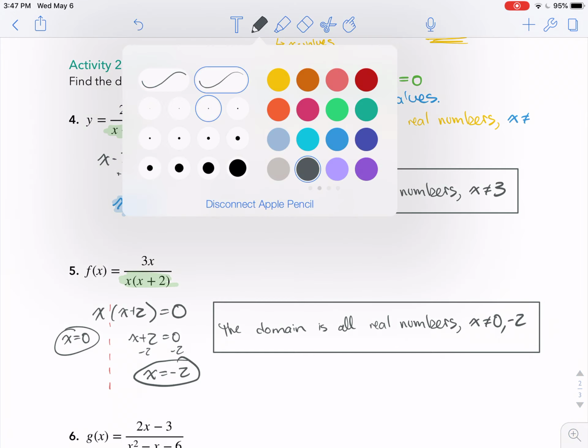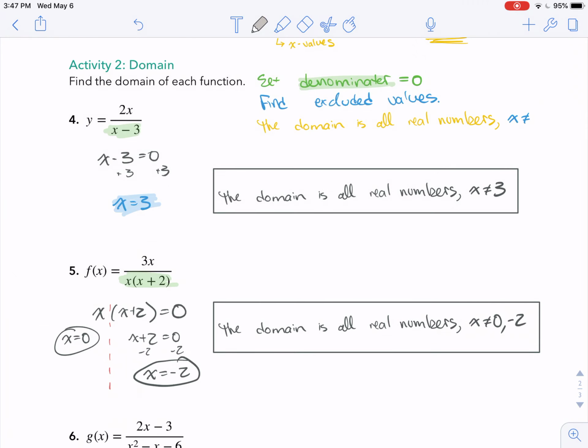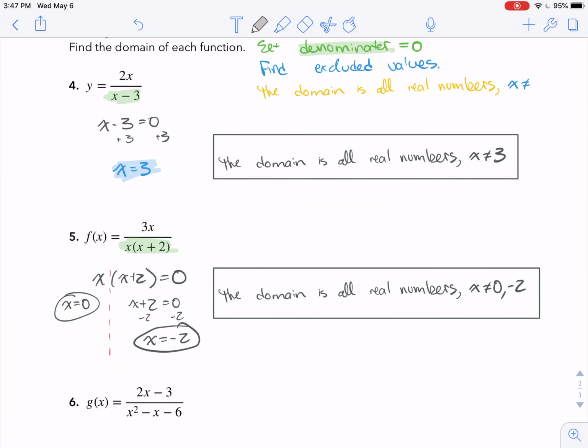Wait, why does this make sense again? Well, let's see what happens. What if x is equal to 0? Then we'll get 3 times 0 over 0 times 0 plus 2, which will give us 0 divided by 0 times 2. Can't do that. Can't divide by 0. Okay, let's try again.